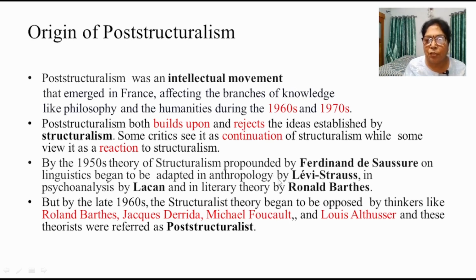This theory of structuralism was adopted by Levi-Strauss and by Lacan in psychoanalysis, and in literary theory by Roland Barthes. But by the late 1960s, the structuralist theory began to be opposed by thinkers like Roland Barthes. As I told you, Roland Barthes was a structuralist, but later on he turned into a post-structuralist. Jacques Derrida, Michel Foucault and Louis Althusser were also referred to as post-structuralists. It means those who opposed or added something to structuralism were called post-structuralists. So, they were Roland Barthes, Jacques Derrida, Michel Foucault and Louis Althusser.